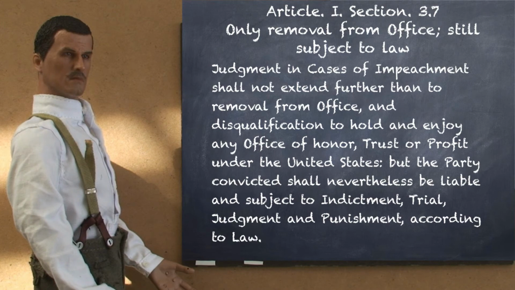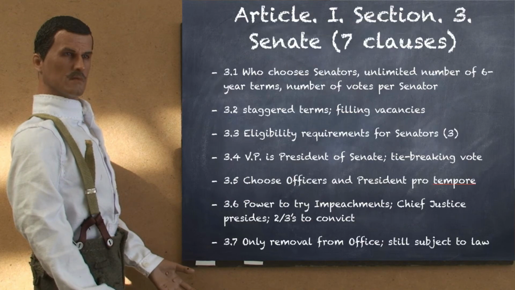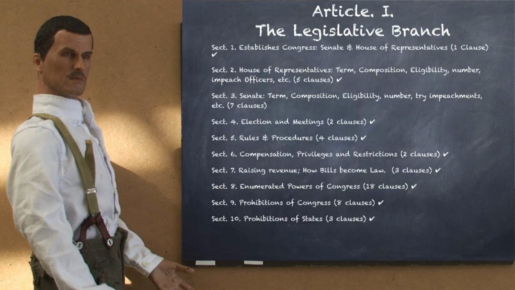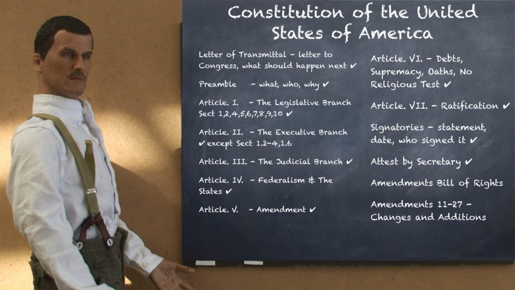Okay, so that's basically all the parts about the senator here, 7 clauses. And with that, we've actually finished the legislative branch. Let me just take a look here, see what else we have to do. Looking at the whole Constitution, we've actually covered everything except in Article 2, there are parts of Section 1 that we haven't looked at yet. So we'll go and look at that next.